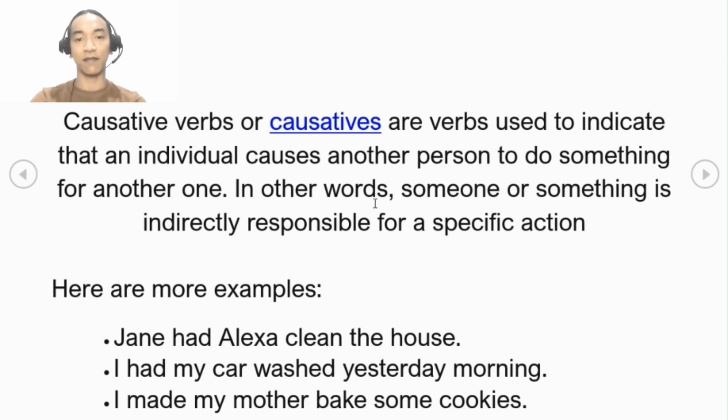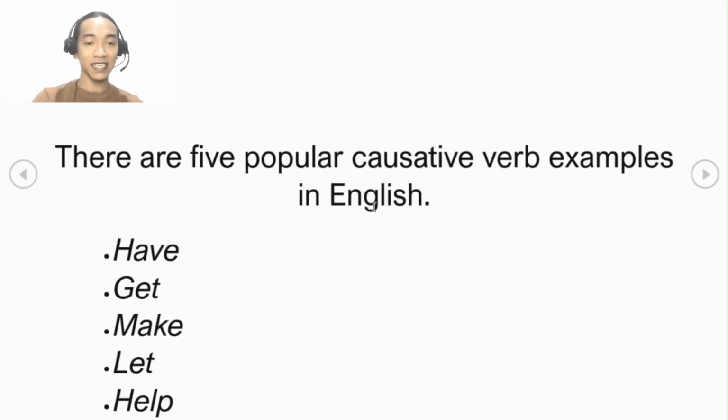So, for example, Jane had Alexa clean the house. I had my car washed yesterday morning. I made my mother bake some cookies. So these are just common examples here, but let's talk about the five popular causative verbs we have here. So we have get, make, let, and help.